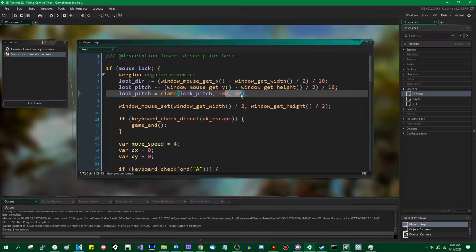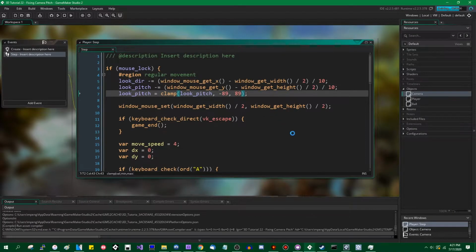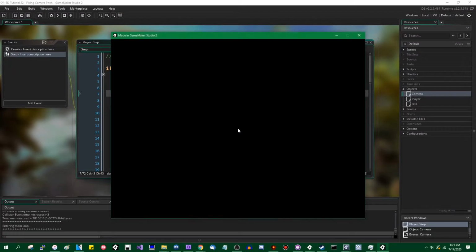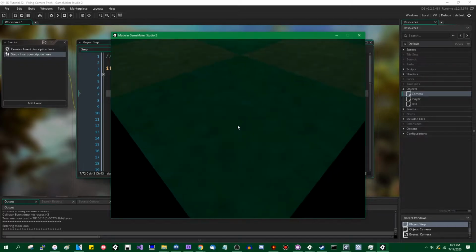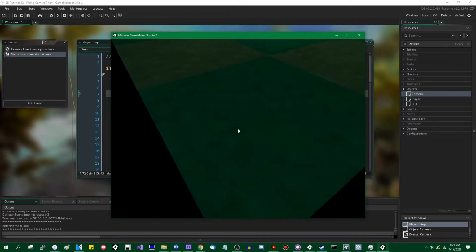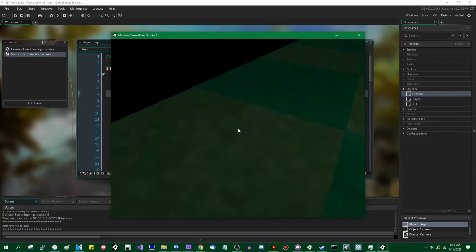So look pitch in my first-person camera code is being clamped between -80 and +80 degrees. If you were to increase that farther, let's say look pitch can be anywhere between -89 and +89 degrees, you would start to notice that you would expect that you should be able to look pretty close to straight up or straight down, except you really can't.